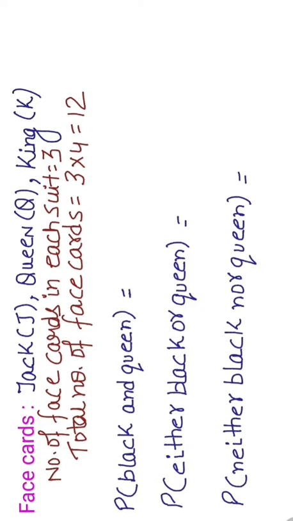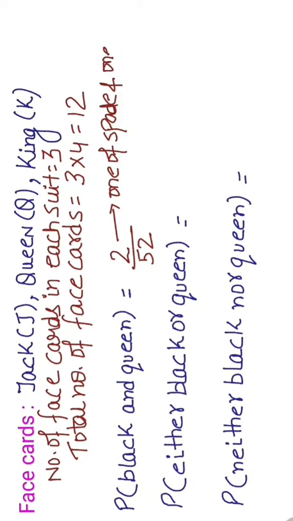The following probabilities are asked. Probability of black and queen. Now there are 2 black queens, one of spade and other of club. And possible outcomes in every case is 52 because there are 52 playing cards. So 2 queens, one of spade and other of club, probability is 1 by 26.